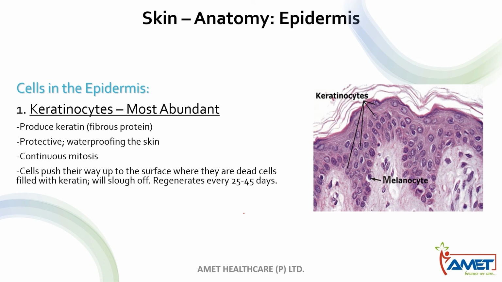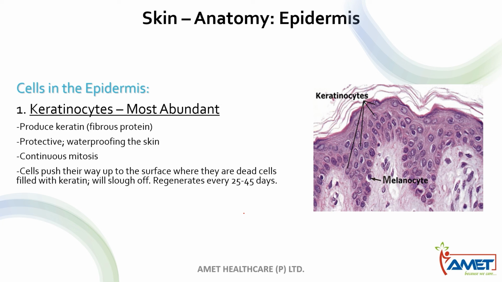So the cells in the epidermis are keratinocytes, which are the most abundant cells in the epidermis. They produce keratin, which is a fibrous protein. The function of keratinocytes is protection and waterproofing. Keratinocytes go through continuous mitosis. If you know, the process of mitosis is that it divides one cell into two, two cells into four, four cells into eight, eight cells into 16, 16 cells into 32. Likewise, the division of cells takes place.